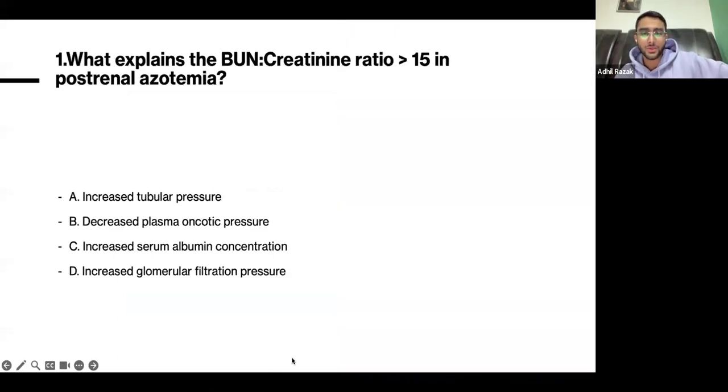All right, so the first question is this. It's pretty straightforward. It's direct. Anyone have any ideas? What explains the BUN creatinine ratio of over 15 in post-renal azotemia? The answer is A, it's increased tubular pressure.